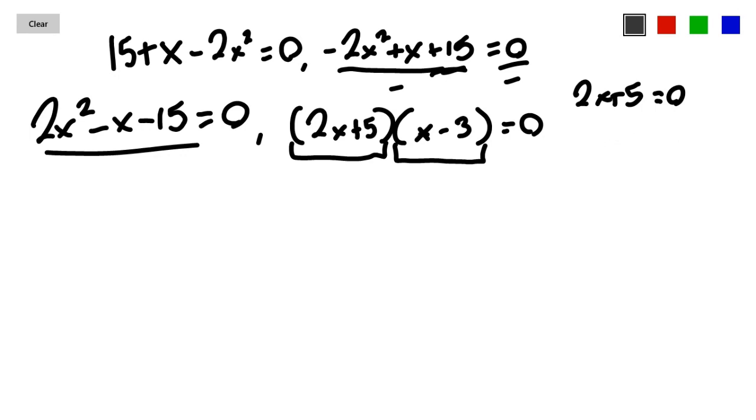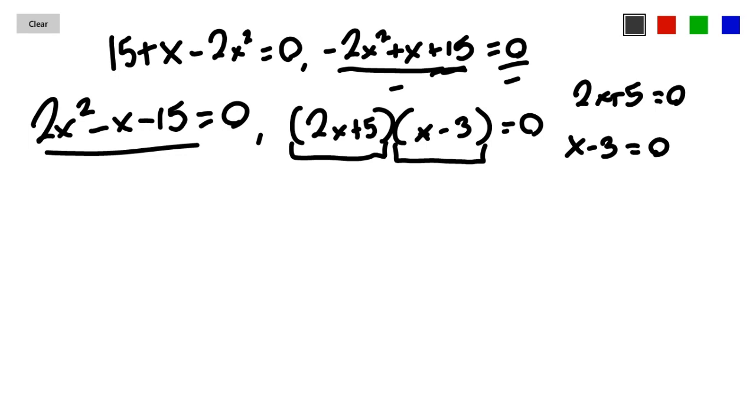because it guarantees that we're going to have an equivalent equation. So the first thing I'm going to do is set 2x plus 5 equal to 0, and I'm also going to set x minus 3 equal to 0. When we solve for x in these two linear equations, it's going to give us the values that return a 0 when we plug them back into the original equation. Those are going to be our solutions.